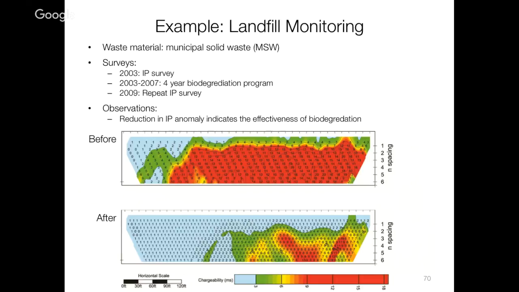So not sure whether this would work all the time, but here's one example where it appears that before, when all of the material is there, you get a high value of IP response, and then as time goes on, after you've done the air sparging or whatever, you've reduced that response, and so that might be an indication of just how well you're actually doing in your remediation program. So again, if that works, then this is kind of like a nice geophysical tool that can supplement spot drill hole measurements.